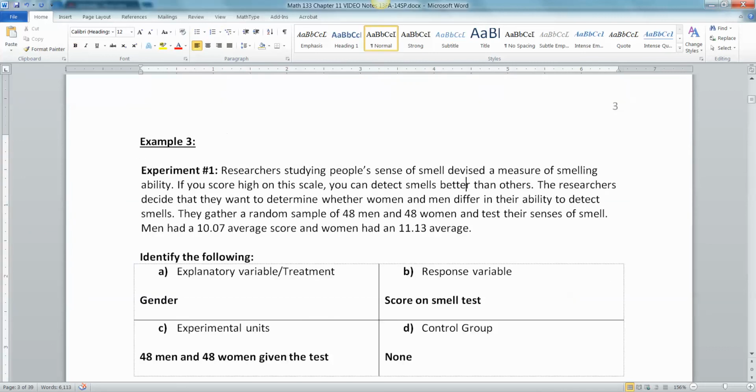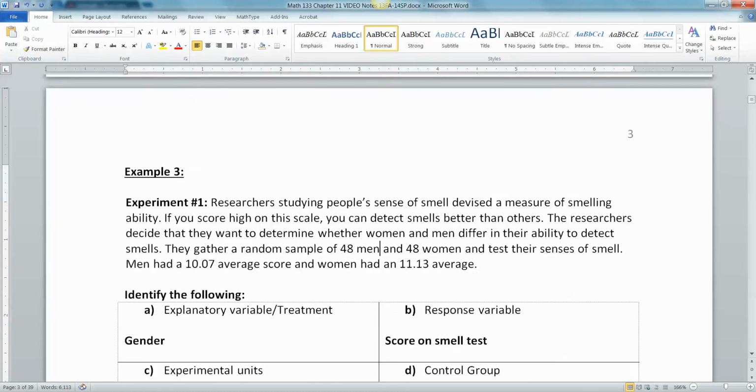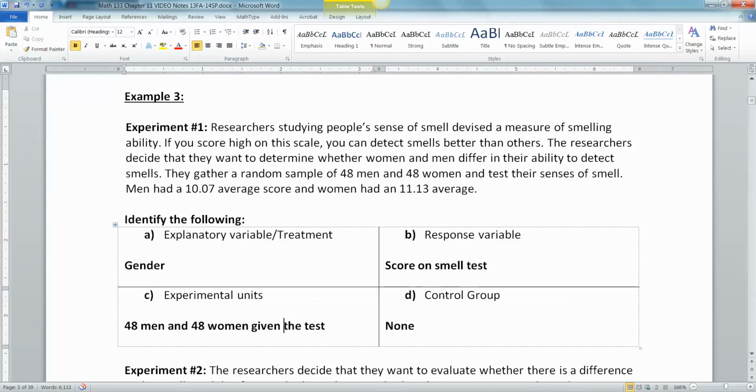All right, this is the one that we actually already read about. So it's the smell test for men and women. So your explanatory variable is gender. I mean, what's different about these two groups is male, female. The response variable is the score on the smell test. Do men score better than women or vice versa? Your experimental units would be the 48 men and 48 women given that test.